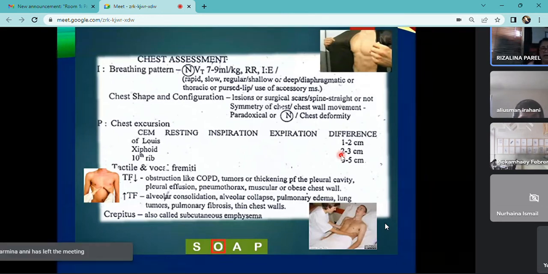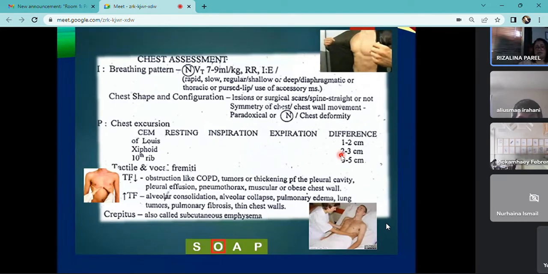And on the 10th rib, sabi ko nga, medyo dun sa lateral area na o dito sa gilid ng kanyang chest, okay, difference of 3 to 5 centimeter using your tape measure.